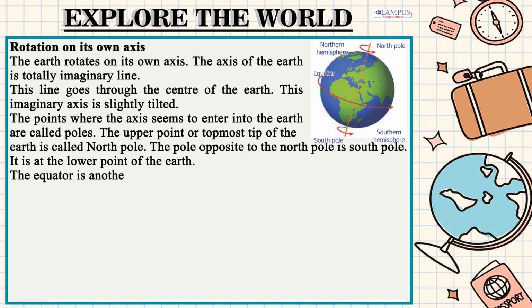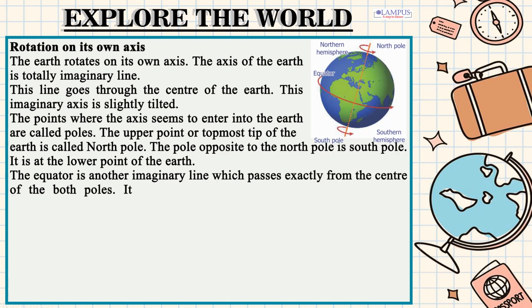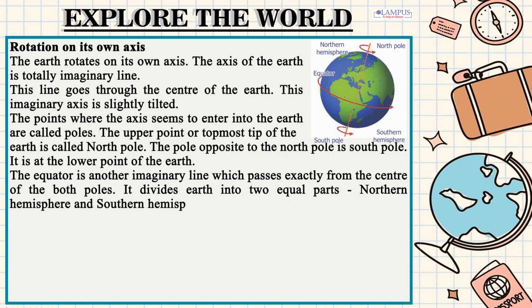The equator is another imaginary line which passes exactly from the center of the both poles. It divides Earth into two equal parts, Northern Hemisphere and Southern Hemisphere.